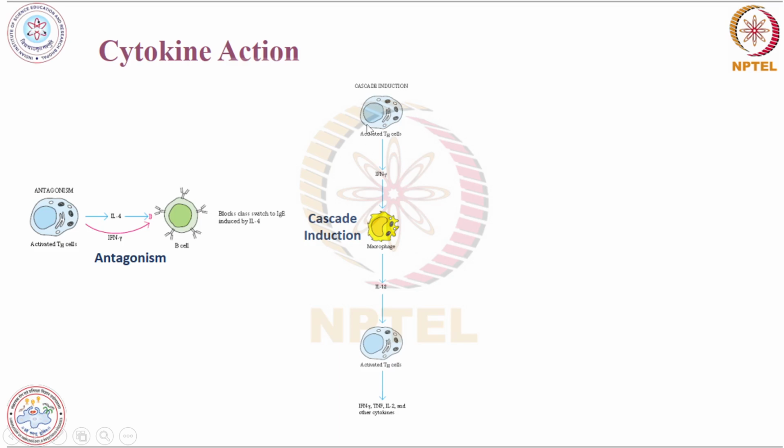So, what was happening here? This activated T helper cell released interferon gamma. This interferon gamma activated this macrophage, and this macrophage again produced interleukin 12. And this interleukin 12 activated more T helper cells. And these more T helper cells released more interferon gamma, TNF, interleukin 2, and many other cytokines. That is, it gave a stronger cytokine action. Like this one cell was insufficient to produce this much cytokine. So it activated macrophages and ultimately activated more cells, leading to production of more cytokines, which gave a higher, stronger immune response. You understood this cascade induction.